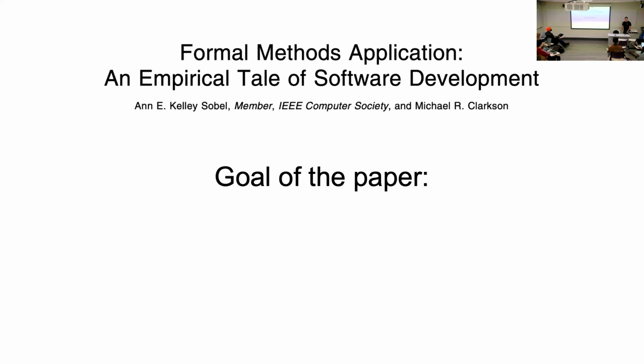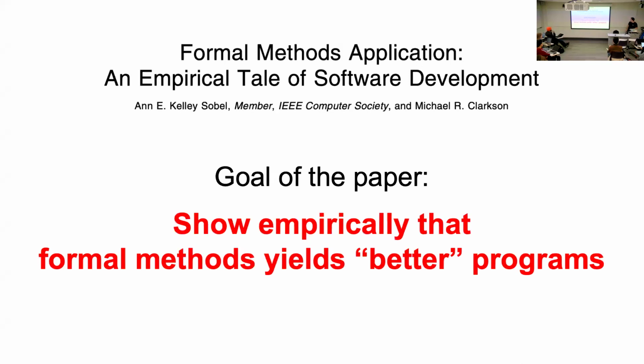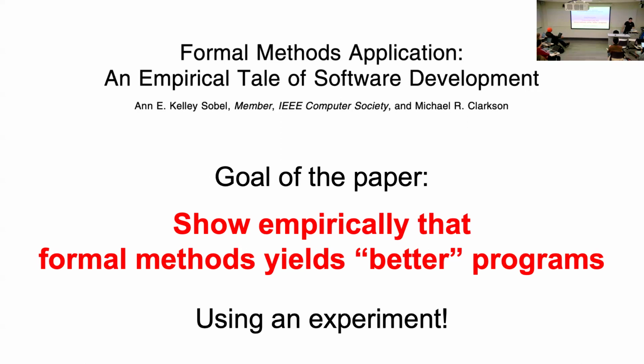So there's really not a reason to question whether it's awesome or not, but this paper did exactly that. The goal of the paper is to show empirically that formal methods yields better programs. And by better, they mean better than not using formal methods. I'm going to refer to this paper as the Sobel paper. That's the first author over there. And the way that the Sobel paper shows that formal methods yields better programs is by using an experiment.